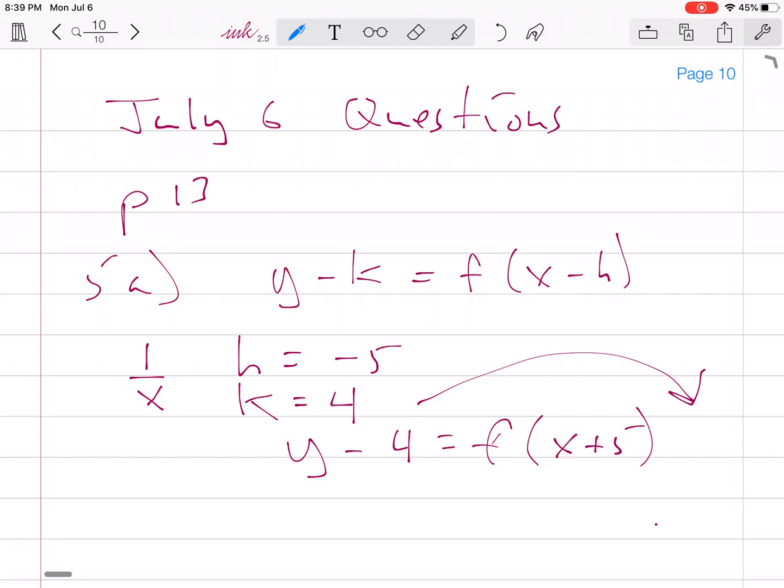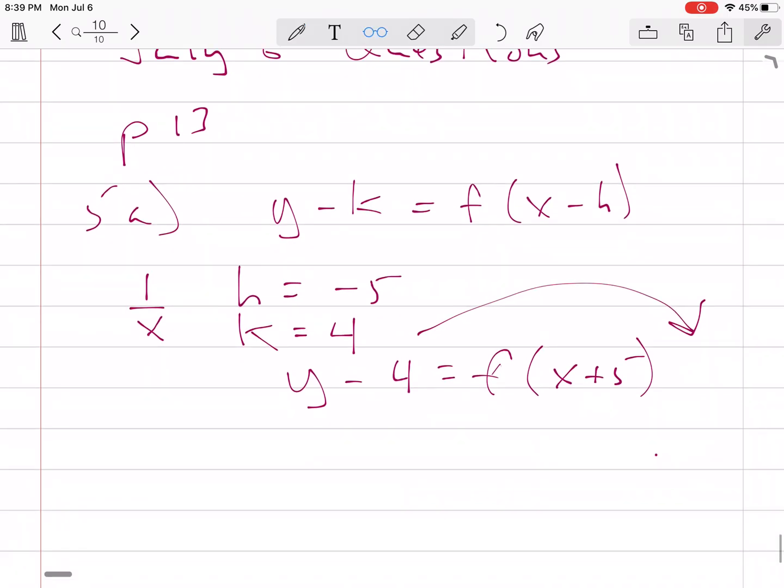Just before I do that, the other way you could do that, and some of you might have thought of it this way: the reason we're writing it in this format is because the question asks you to put it into that format. Had they said change around the original 1 over x, then this would be something like 1 over x plus 5, and then plus 4. Let's just call that y. That's how you would rewrite that.